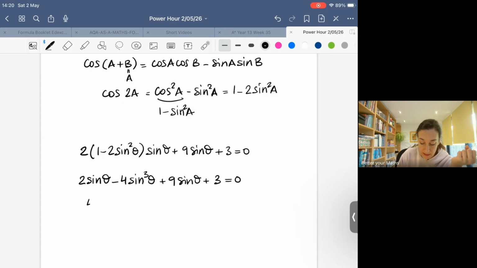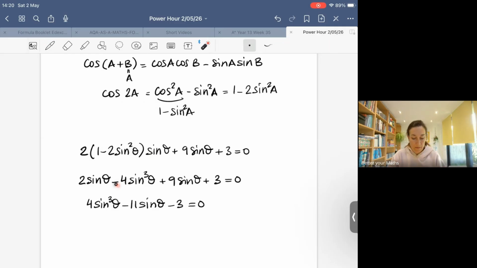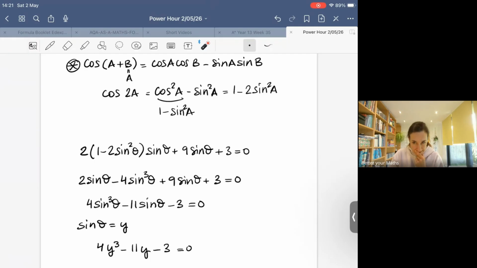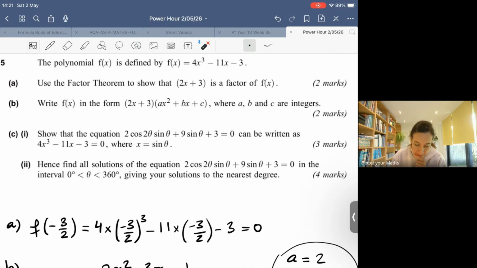Yeah. If we change signs, so 4 sine cubed theta, 9 plus 2, 11, so negative sine theta, and plus 3 becomes minus 3 equal to 0. Yeah, so I have changed signs of everything, so this one is positive. And then if sine theta is y, I have 4y cubed minus 11y minus 3 equal to 0. That's what they are asking me. Yeah. So the only thing that you need to remember is that this is in your formula booklet and you are able to deduce double angle for the cos or for the sine. Yeah. Is this okay? Yes. So it can be written this way.